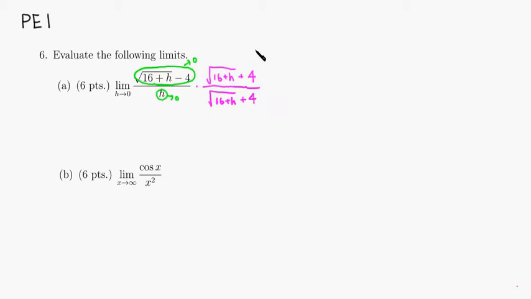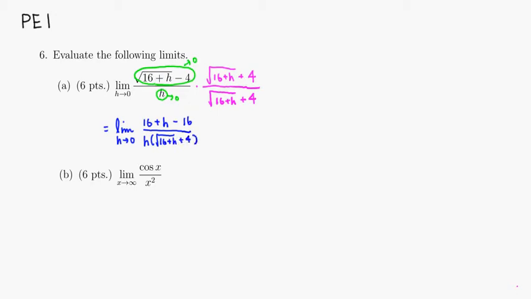Right? So if you multiply out, you're going to get this. So I'm going to go down here. So we have a limit as h approaches 0. You have an a minus b times a plus b deal. So a squared would be 16 plus h minus b squared, which is 4 squared, so that's 16. On the bottom, there's not much you can do, so we just multiply by h and square root of 16 plus h plus 4.